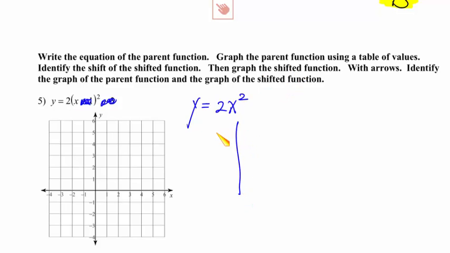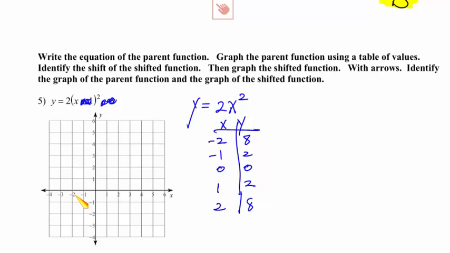Now I'm going to use a table of values to graph it. So I'm going to do -2, -1, 0, 1, and 2. And I'm going to substitute each of those values in for x in the parent function and do the math, and that's going to give me my y value, or my y coordinate of the point. So I think I'm going to end up with 8, 2, 0, 2, and 8.